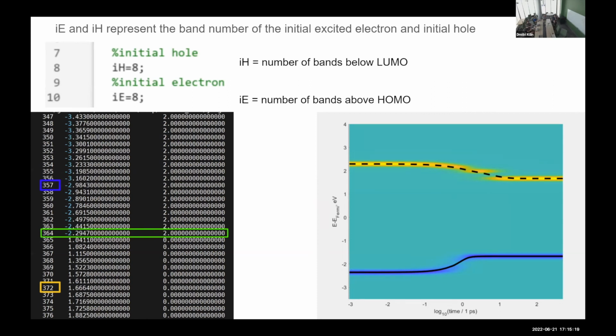For this example, I didn't necessarily follow that rule. Like Adam was mentioning, there was a little bit of a problem with the code that I wasn't able to figure out. If I made my hole too low, then I would get an odd sort of energy drift. So this one is almost like a random set of IE and IH that produced a nice looking picture.